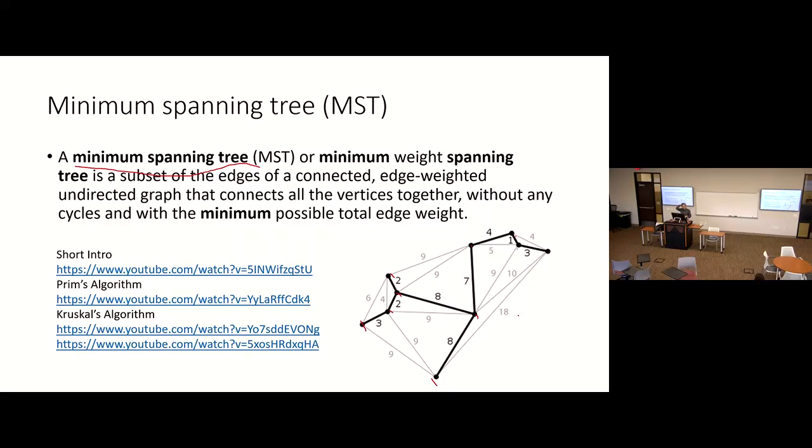But you want to have the total weight or total path as short as possible. So you want to find at the end this 3 plus 1 plus 4 plus 7 plus 8. The total you put together is the smallest you can have for this tree to cover all the nodes. Okay, so this is the algorithm.